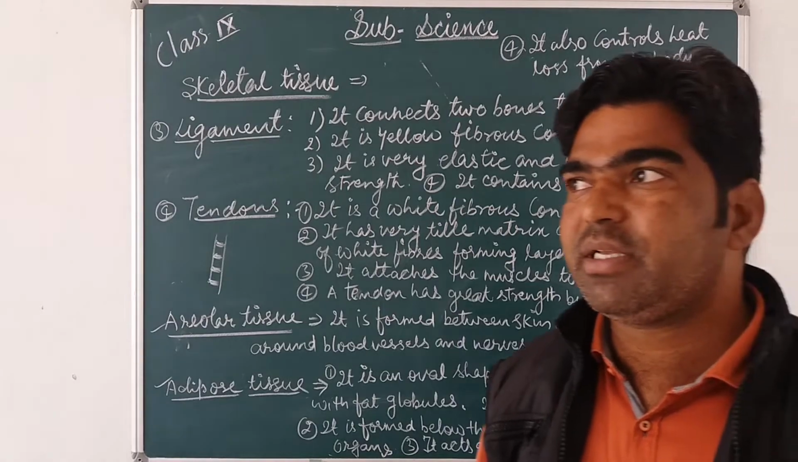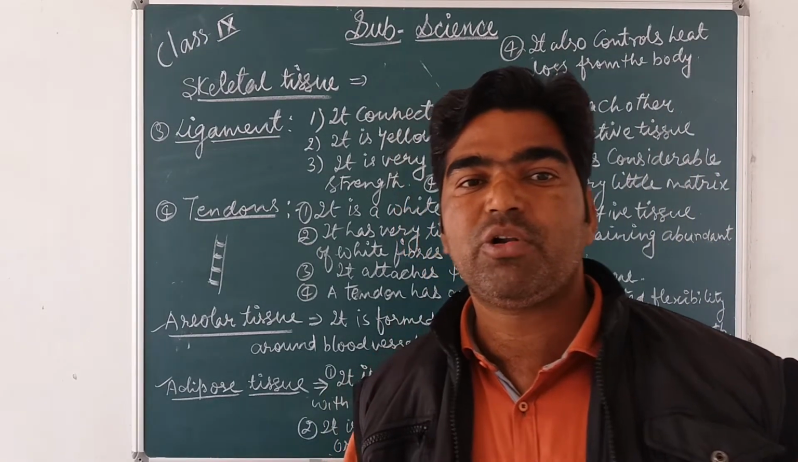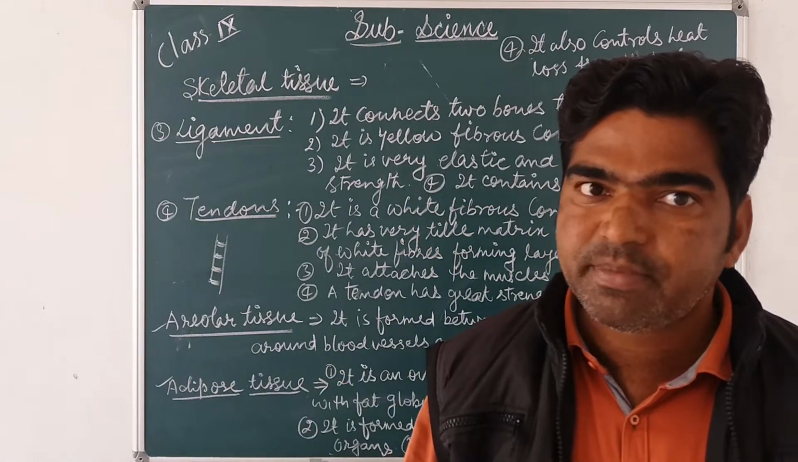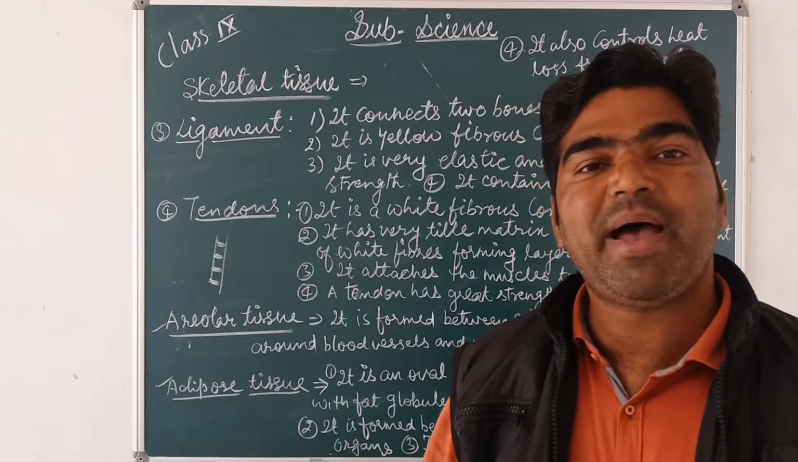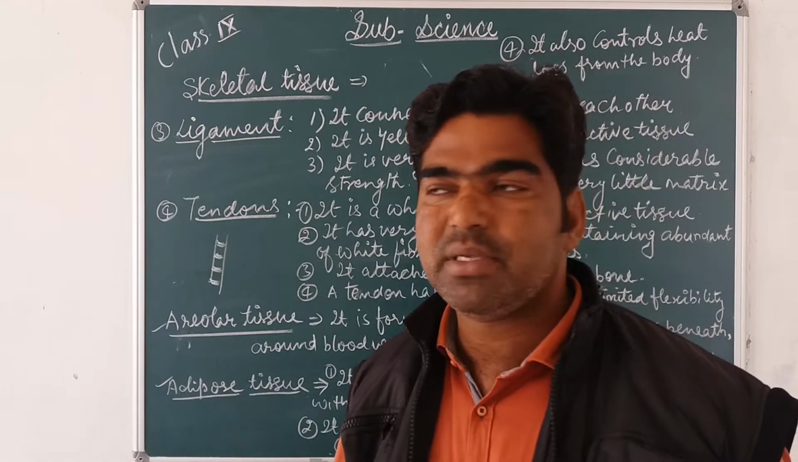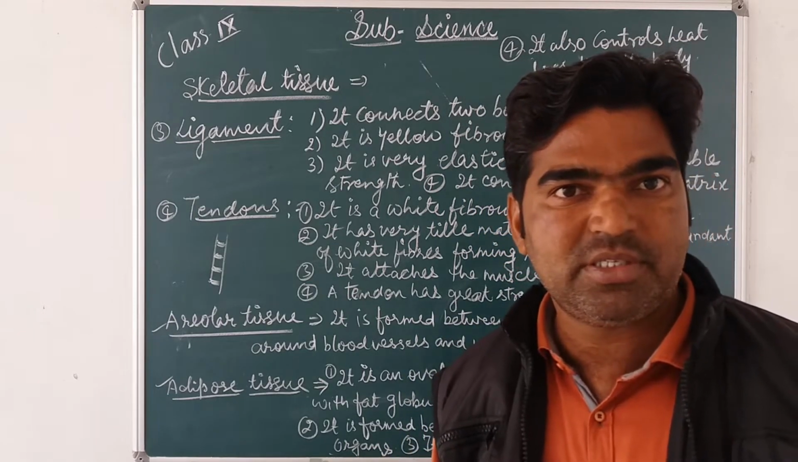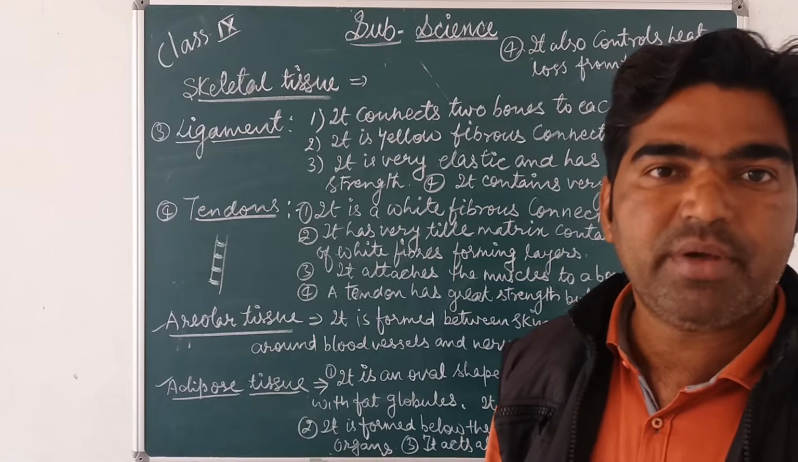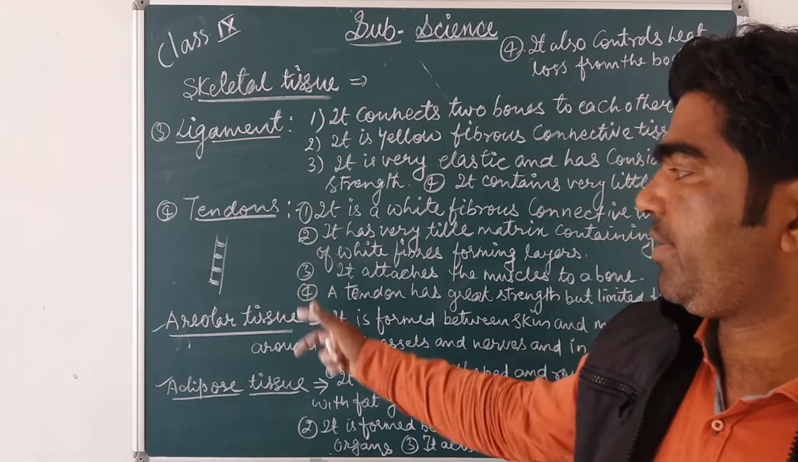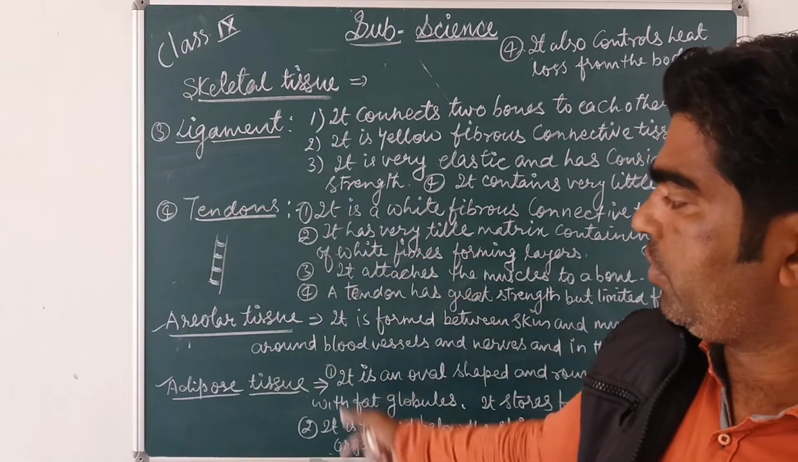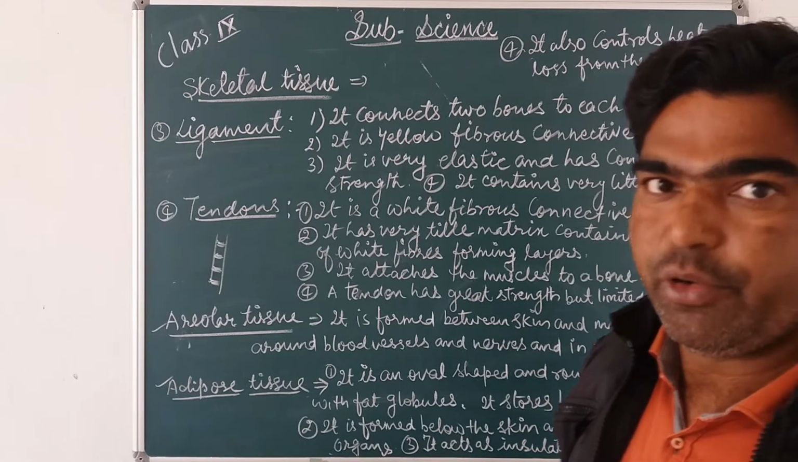Second, non-striated muscles. Non-striated muscles are also known as smooth muscles, or you can say spindle muscles or involuntary muscles. Involuntary muscles, why is it called so? Because it cannot work according to our will. So that we discuss later. Okay, so first you note down all these things in your notebook.